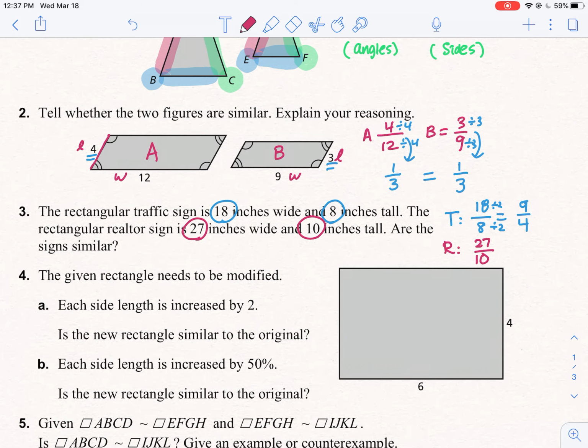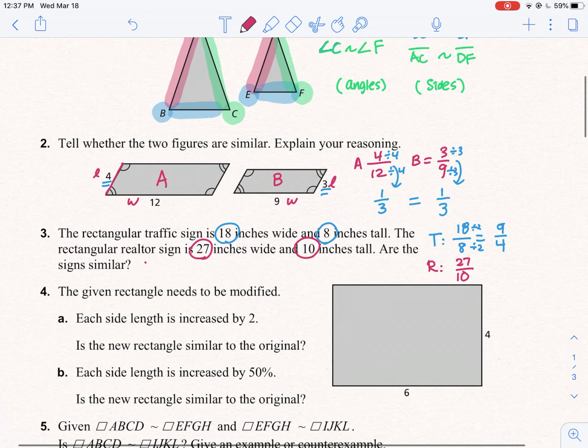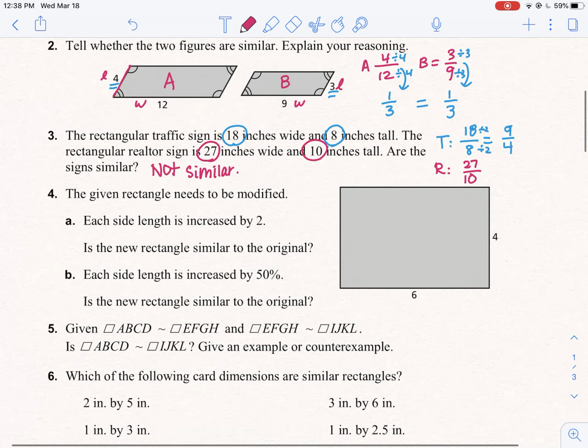You actually can have 4 over 9 and 10 over 27. Same thing, as long as you put the same item or same corresponding signs on the top or on the bottom, it should be okay. So because they don't have the same ratio, they are not similar. Okay.